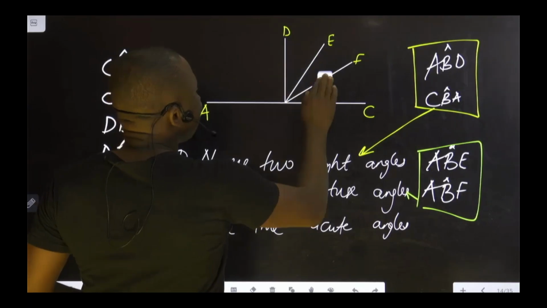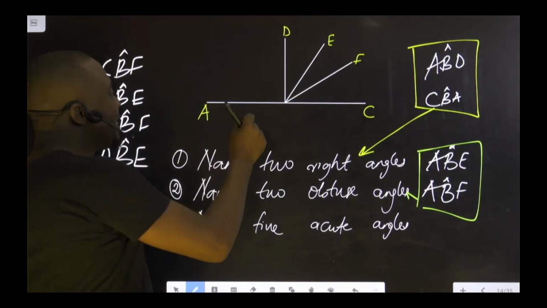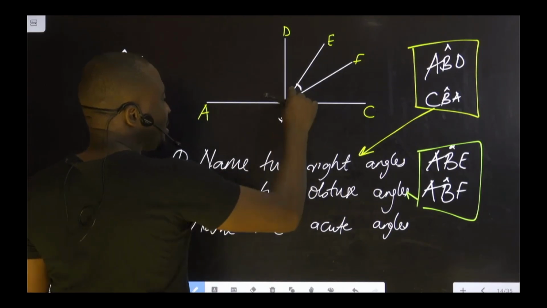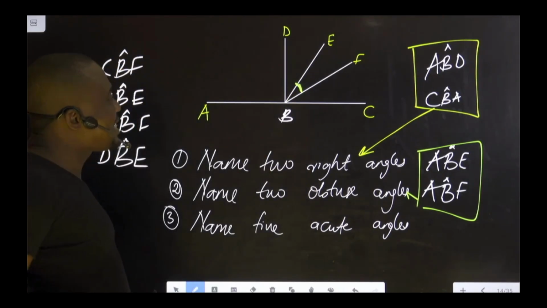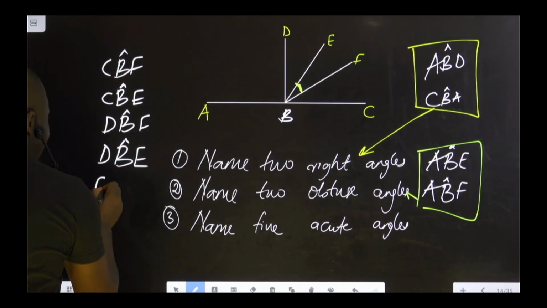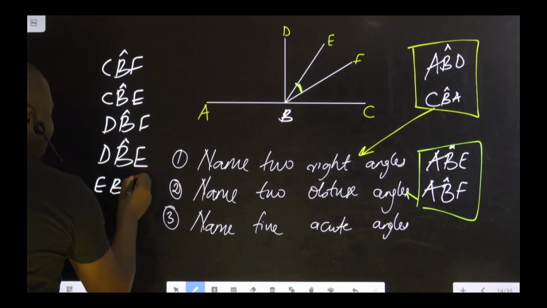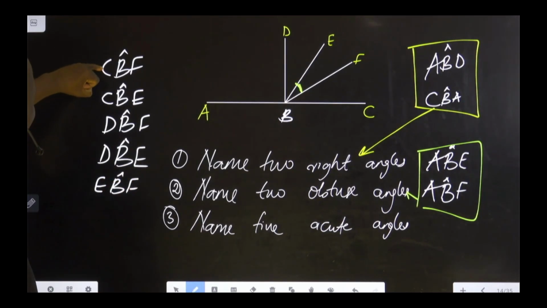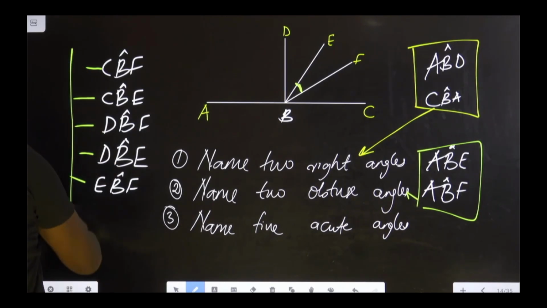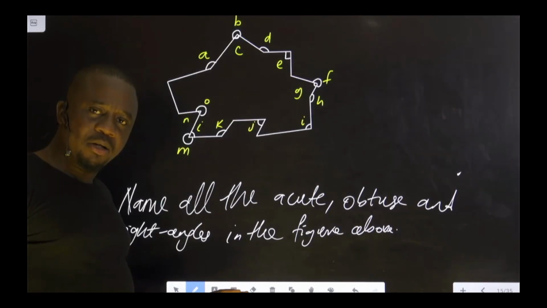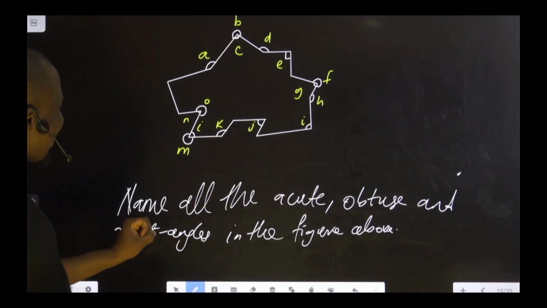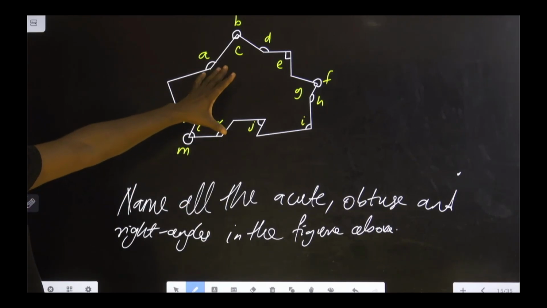Let me erase all this. You will agree with me that this still remains B. This angle here, that is EBF, is also acute. So we have 5 now: 1, 2, 3, 4, 5. So all these are acute. You will do this as an exercise. Name all the acute, obtuse, and right angles in this figure.